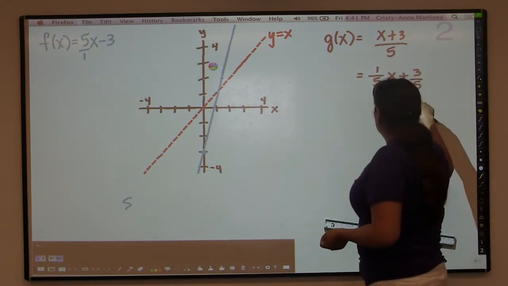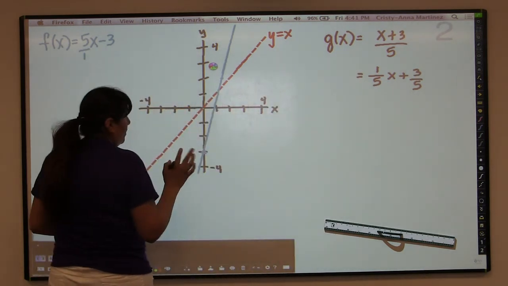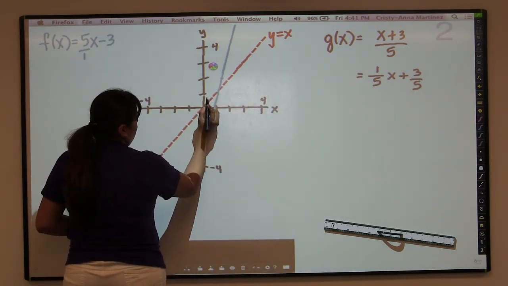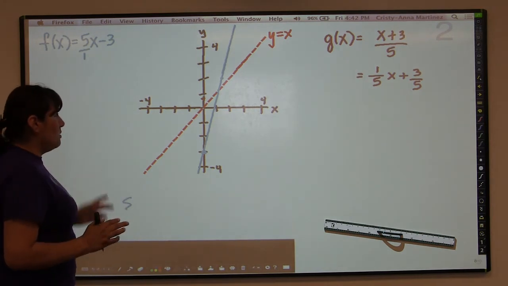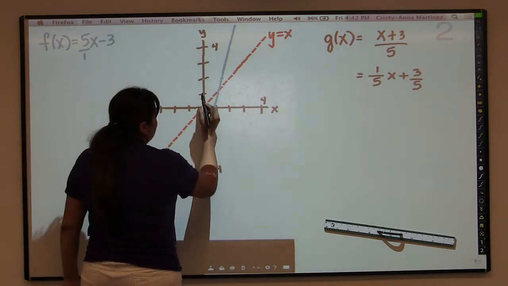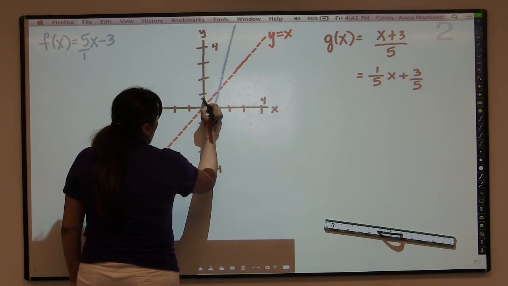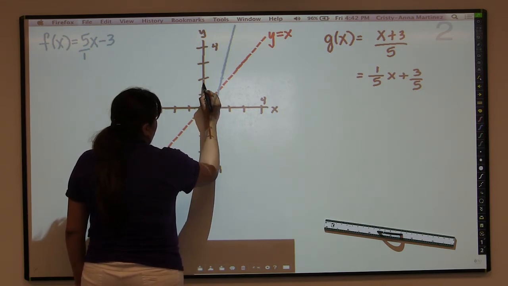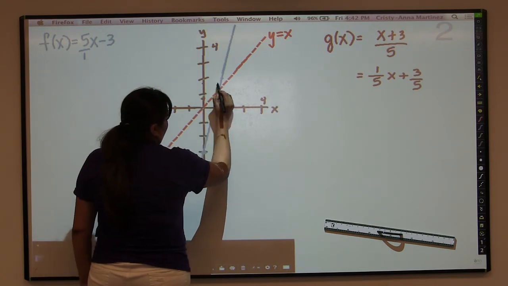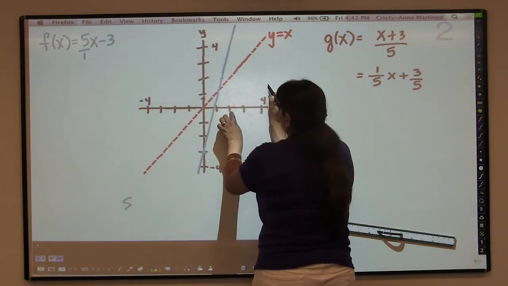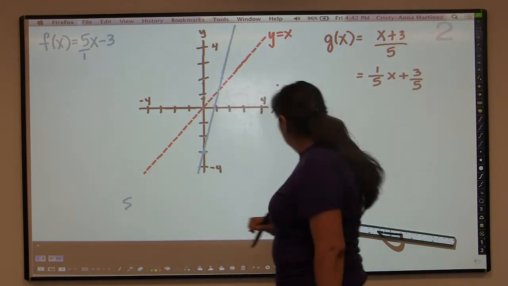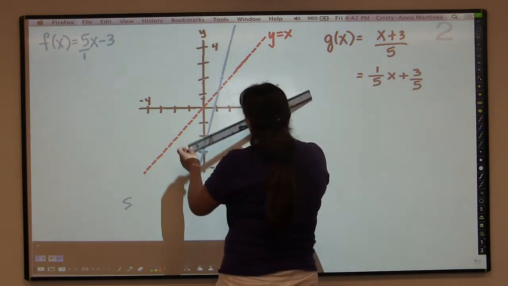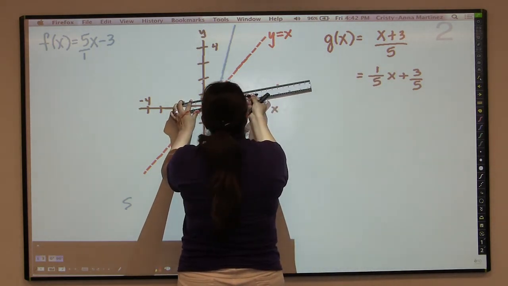So that means that I'm going to go to 3/5, which is not quite 1. So here's 1. So 3/5 is probably 1, 2, 3, maybe somewhere around here. It's not going to be very accurate or exact, but more or less. And then the slope is 1/5, which means I'm going to go up 1. So I'm going to go up maybe somewhere right here, that's about 1, up 1, and I'm going to go over 5. Okay, so here's 1, 2, 3, 4, and then maybe 5 is right about here. Okay, and then I am going to connect my two dots here.